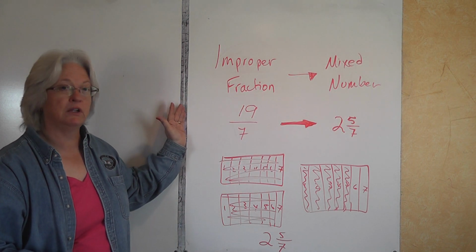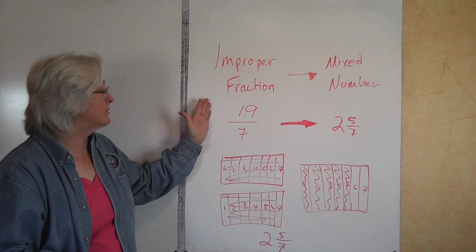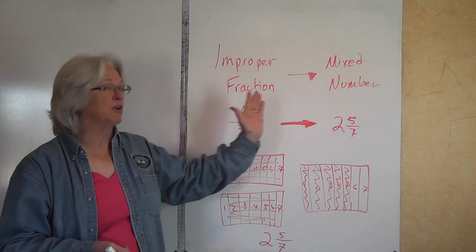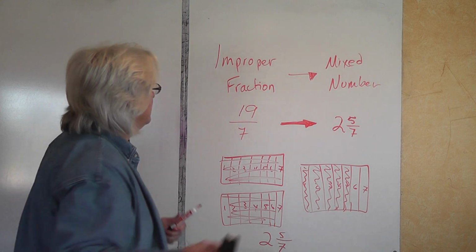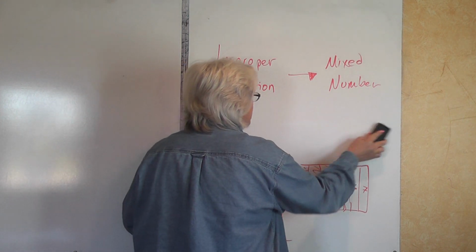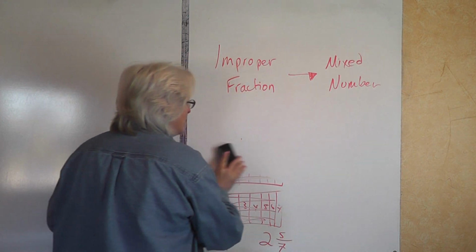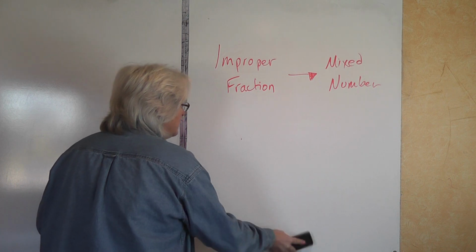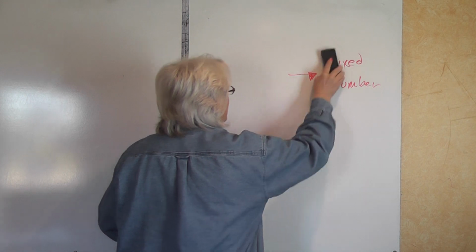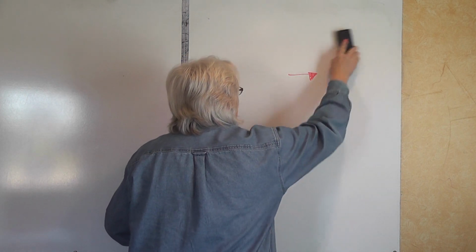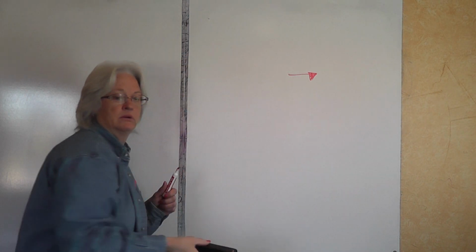So this is what you need to do. You need to be able to convert from an improper fraction to a mixed number. How do you convert an improper fraction to a mixed number? You do long division. You divide the numerator by the denominator. You write the remainder as a fraction over the divisor.